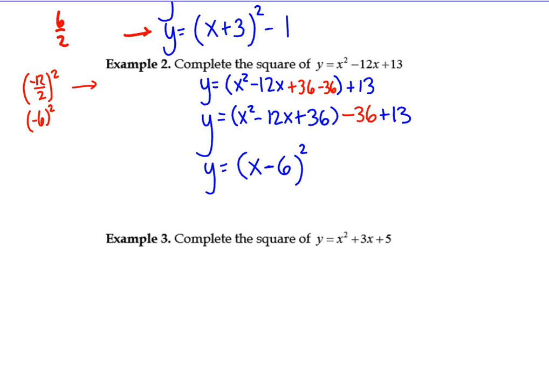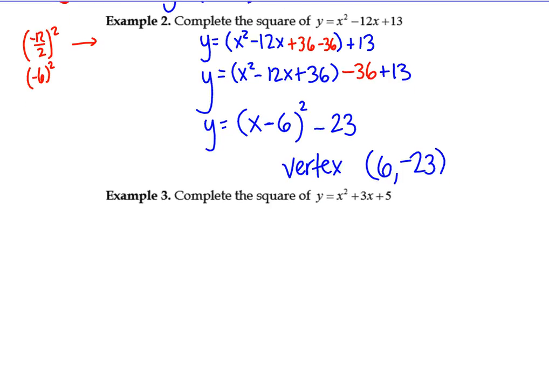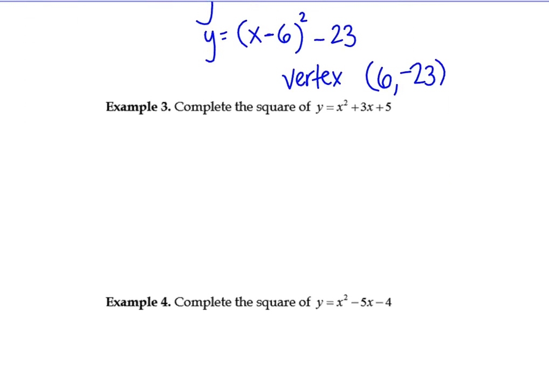And what's negative 36 plus 13? Negative 23. So what's your vertex in this one? 6 and negative 23. Right? Now it's easy to graph. Vertex form is much more useful. Do you want to try example 3? Short lesson, I know, isn't that wonderful? Okay, try example 3 on your own.